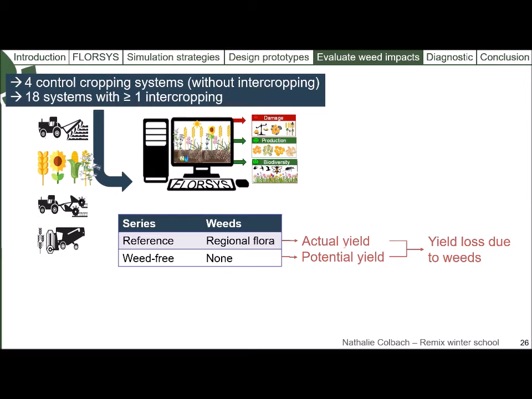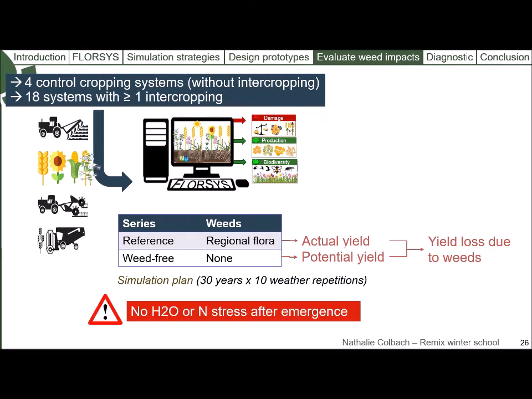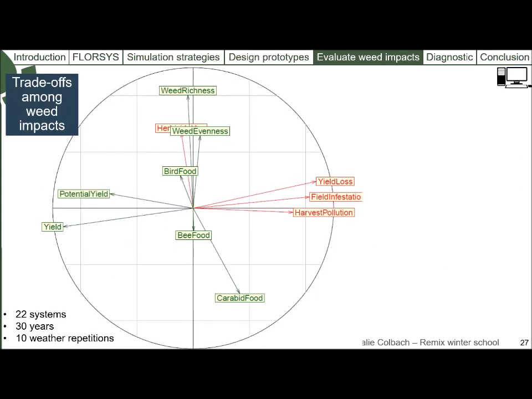First of all, we had a look at trade-offs among weed impacts with the principal component analysis on the 22 cropping systems, 30 years and 10 weather repetitions. For instance, if we look at the correlation between yield and yield loss on one hand and herbicide use on the other hand, there was no correlation in these different cropping systems, which means that if we reduce herbicide use intensity, yield loss does not necessarily increase and yield does not necessarily decrease.